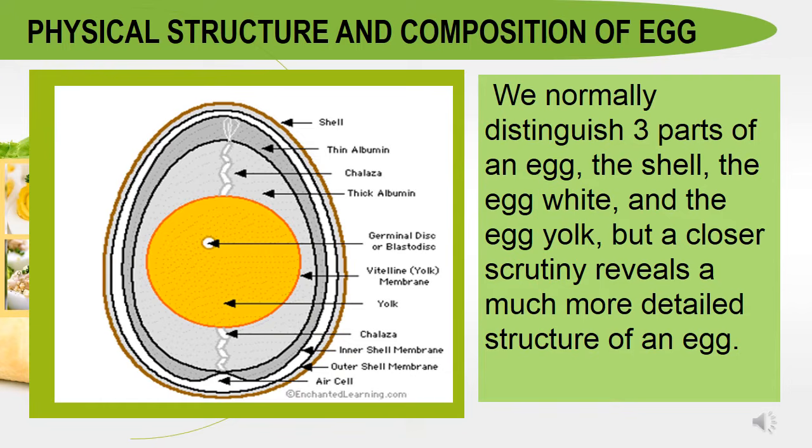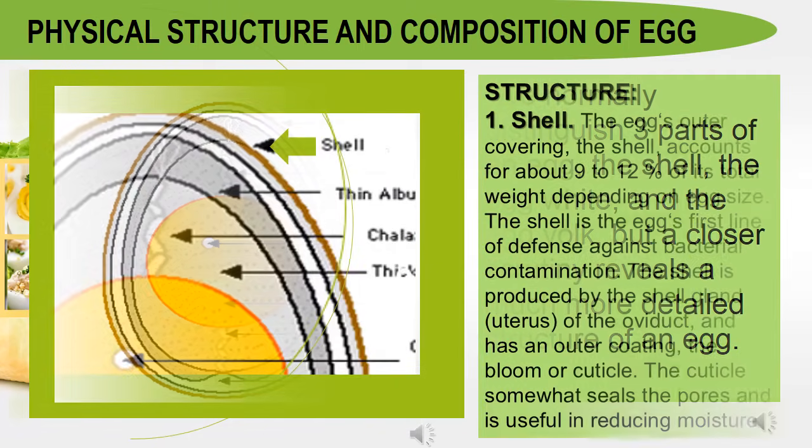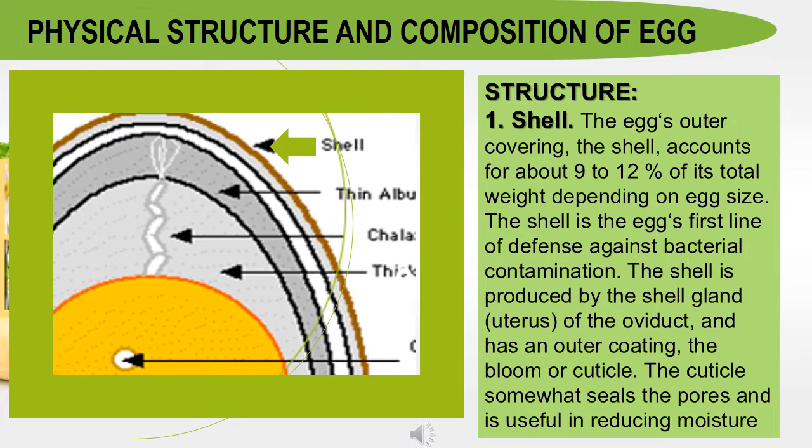Physical structure and composition of egg. We normally distinguish three parts of an egg: the shell, the egg white, and the egg yolk. But a closer scrutiny reveals a much more detailed structure of an egg.